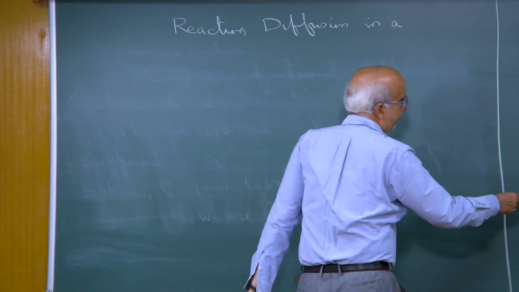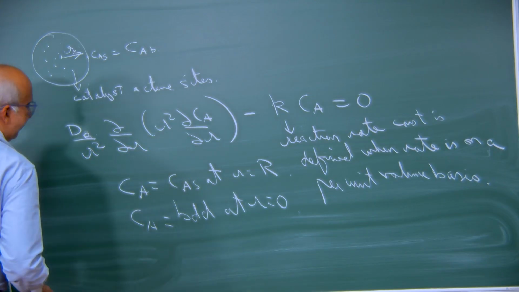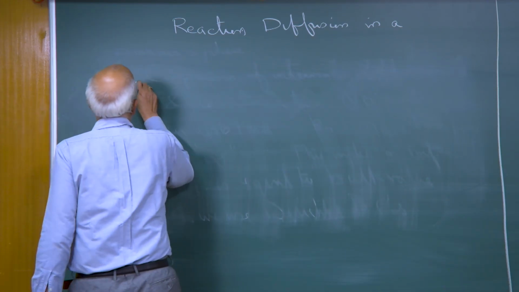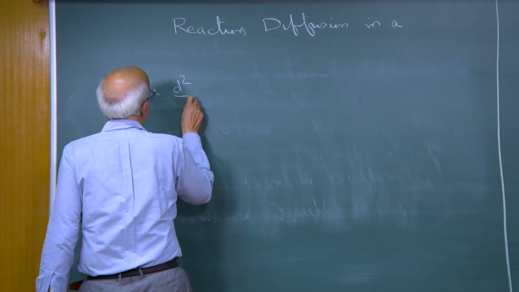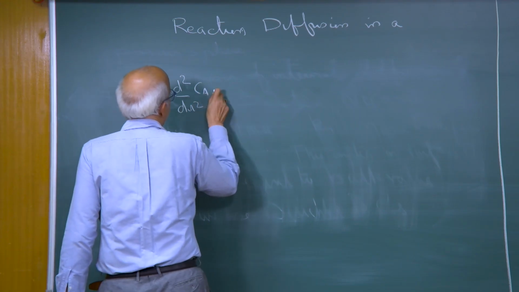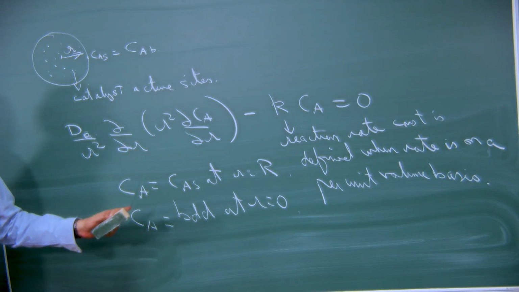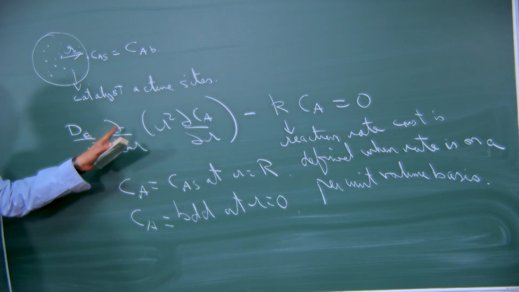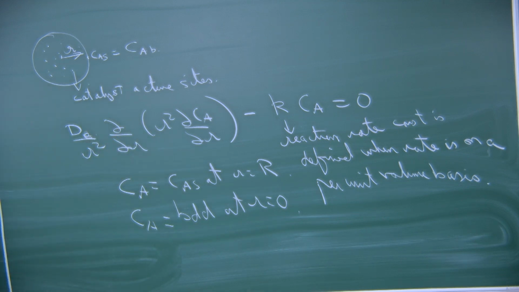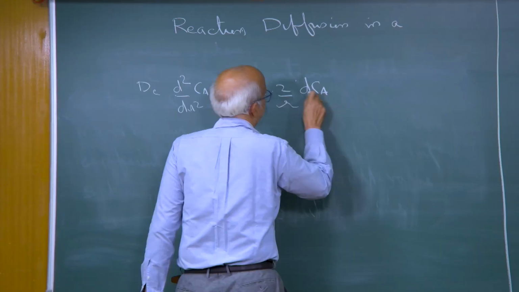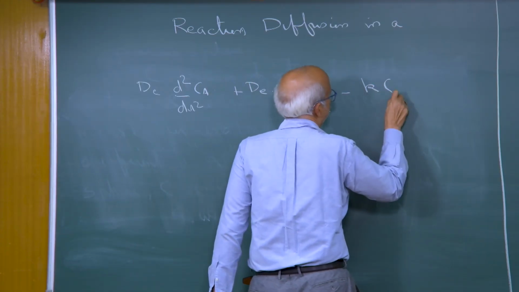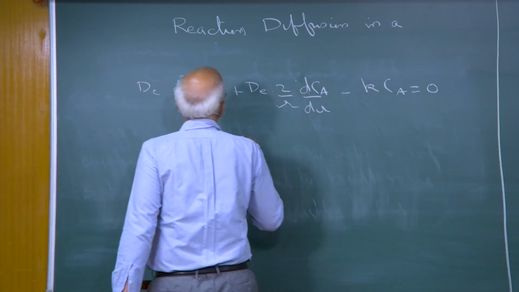I can expand this using the product rule, correct, and I will get dE d square Ca by dr squared. I should have put total d instead of partial derivative, because there is only one direction in which things are varying, okay. And I take the r squared out, I get d square Ca by dr squared plus 2 by r dCa by dr minus k Ca equals zero. Now, what is dE?